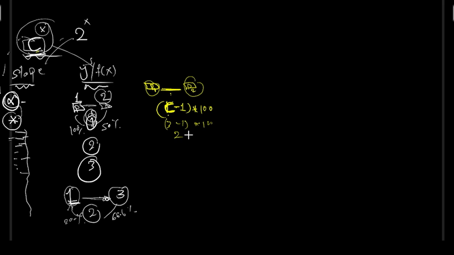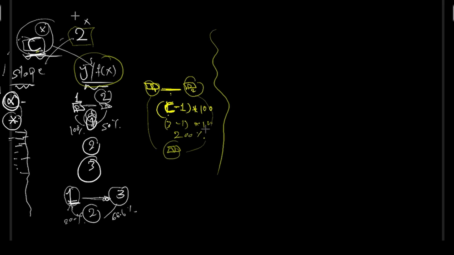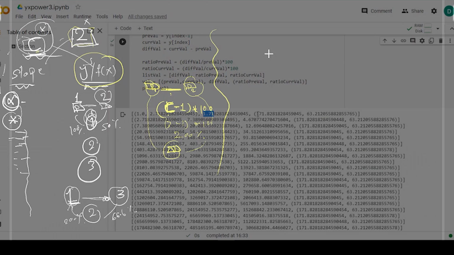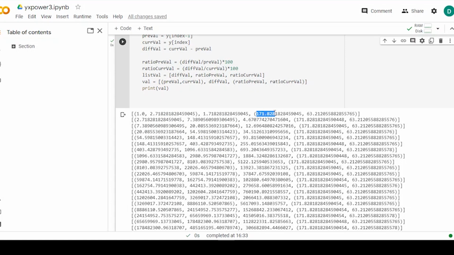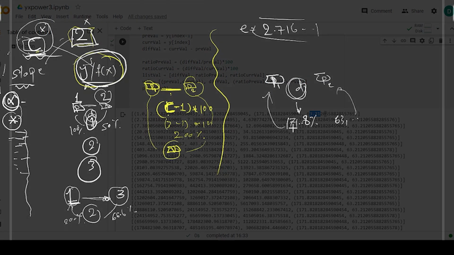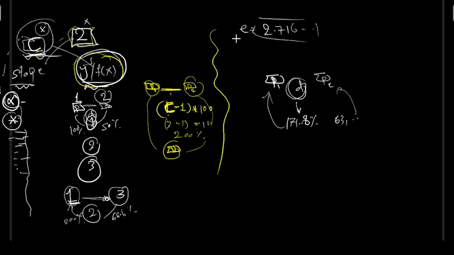That is 200%. Now let's take a base that is equal to e, 171.82%, and the next 63%. All right, so we have just studied the behavior when we have a constant on the base, indeterminate on the x. Now what I'm going to do, let's imagine that I have a timeline here, starting at this point and ending at this point.